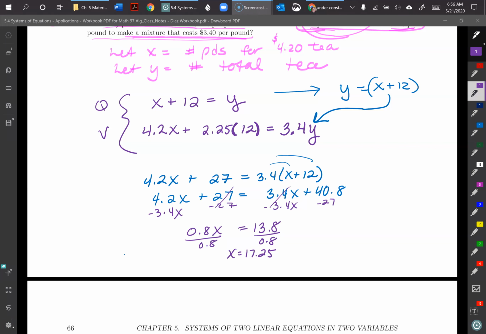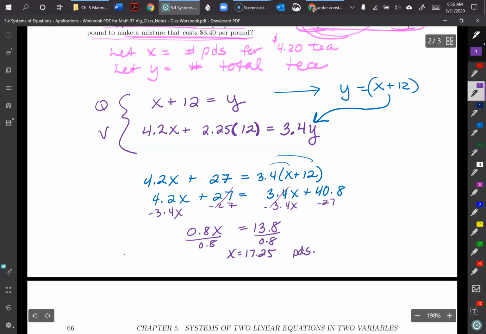Okay, so I did the math here. Just subtract the 3.4x from both sides, get 0.8x. Subtract 27 from both sides, get 13.8 on the right hand side. Divide both sides by 0.8, and I get 17.25, or 17.25 pounds is how we would word that.